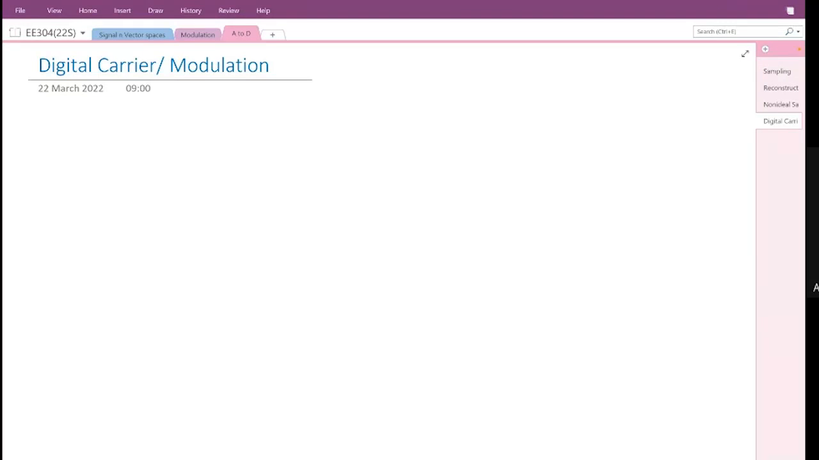We have seen the modulation techniques in the analog domain. That means when the signal was analog, how to do the modulation. Now, a similar counterpart is also available when the signal is a digital signal. That means if there is a binary input, how is the modulation going to happen? This is what we are going to cover in this lecture.